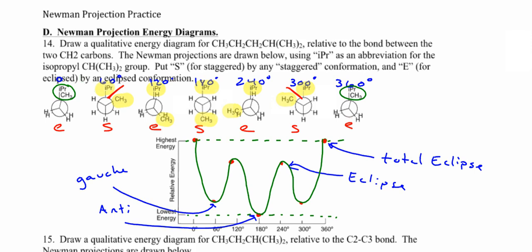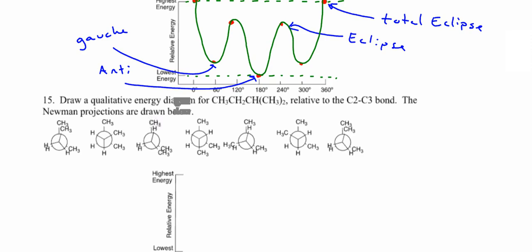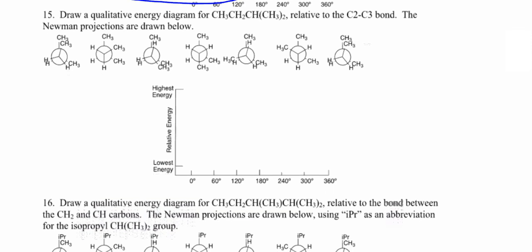Hopefully you could follow that train of thought, or else rewind this and go through it again. Let's take a look at the next situation. Again, I'm going to quickly go through this. This is 0. This is 60. This is 120. This is 180. 240. Just so we can keep track of that.